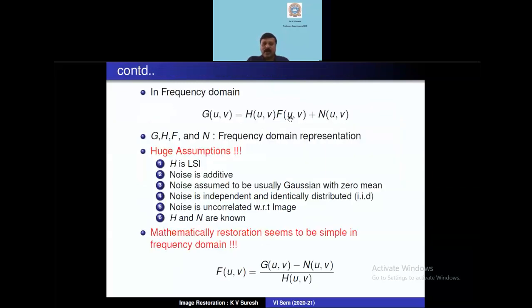So what do I do? I'll just keep this here. The mathematician says take this to the other side. So it is G minus N, and divide by H, and I'll get F. So in the frequency domain, it looks so simple.